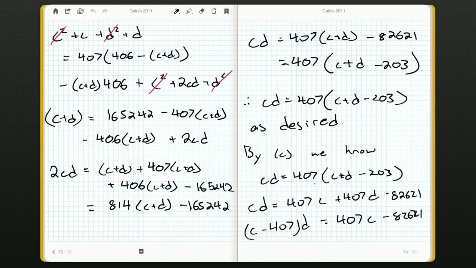What to do, what to do, what to do. Well, 407 I know is 37 times 11. So if CD is equal to 407 times C plus D minus 203, one of these has got to have the 11, one of these has got to have the 37. And that would probably help in some way.